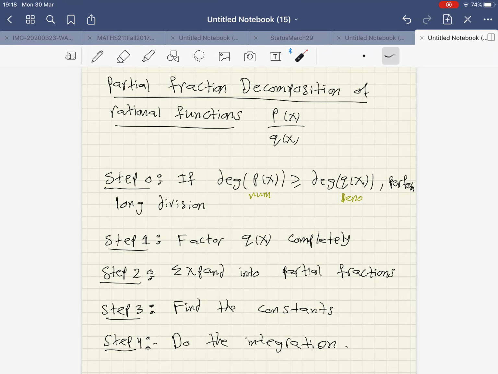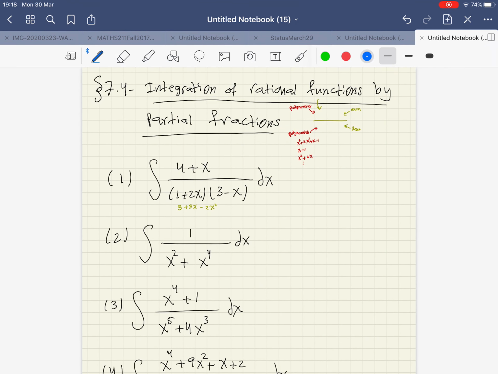Okay, welcome back to the third video of section 7.4, and it is the partial integration of rational functions by partial fractions.